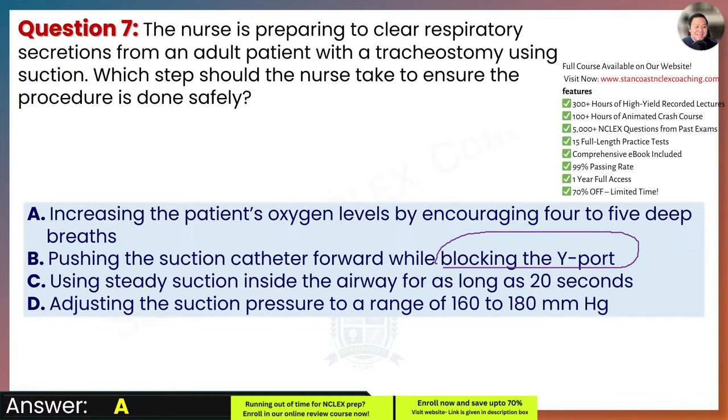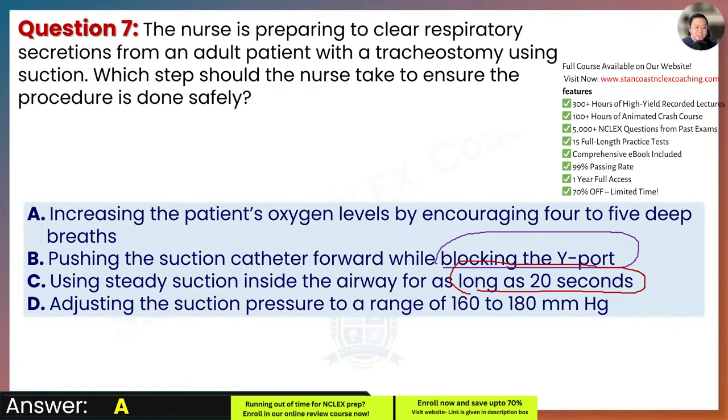Now, what about letter C, using steady suction inside the airway for as long as 20 seconds? Well, the problem here is the duration, 20 seconds. This is a big no, a bit too long. And so the safe limit for suctioning is around 10 to 15 seconds, but most often 10 is the recommended. And this is to prevent oxygen depletion and airway irritation. So I want you to recall that prolonged suctioning such as this can increase hypoxia and also tissue damage. That's why you have to discard this one.